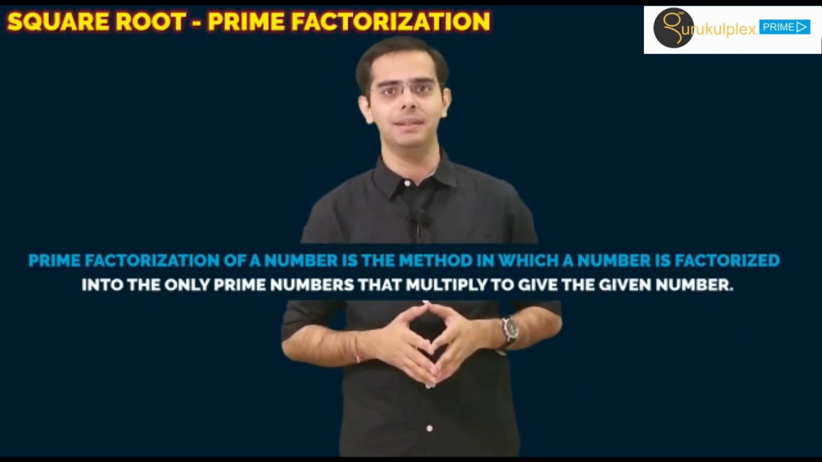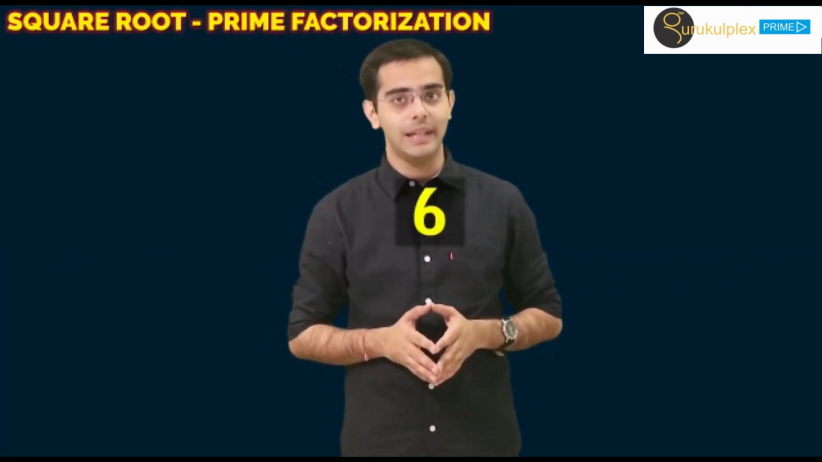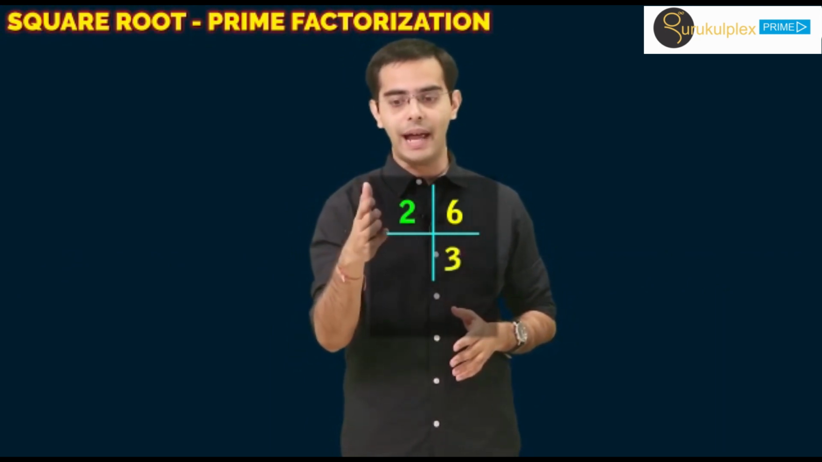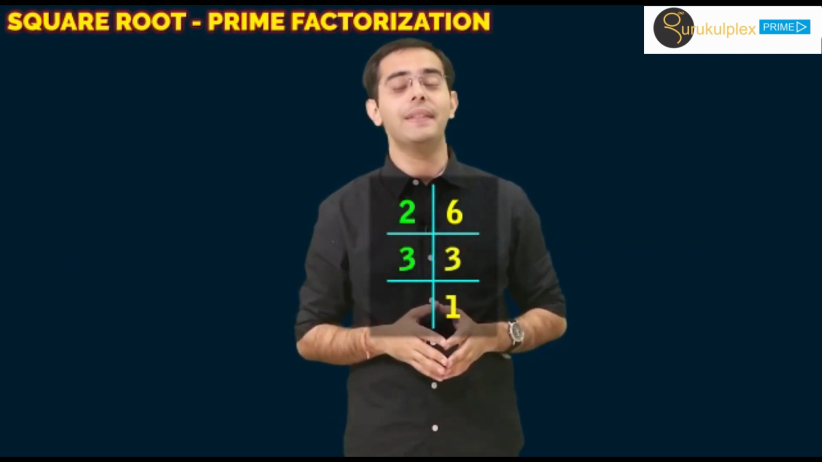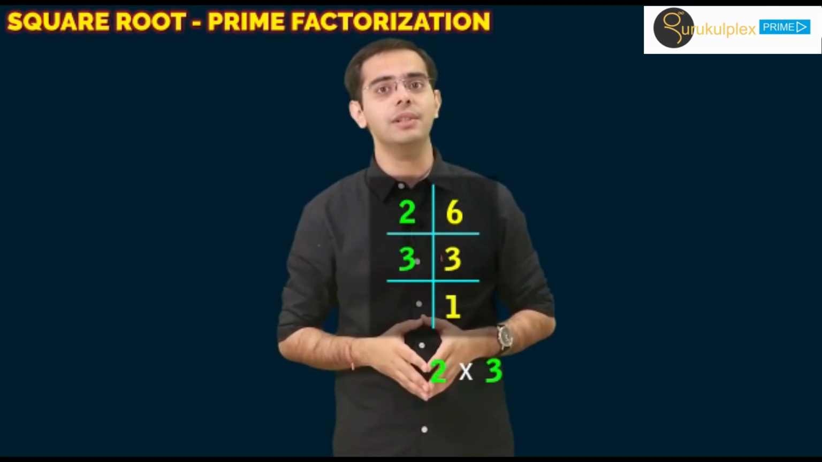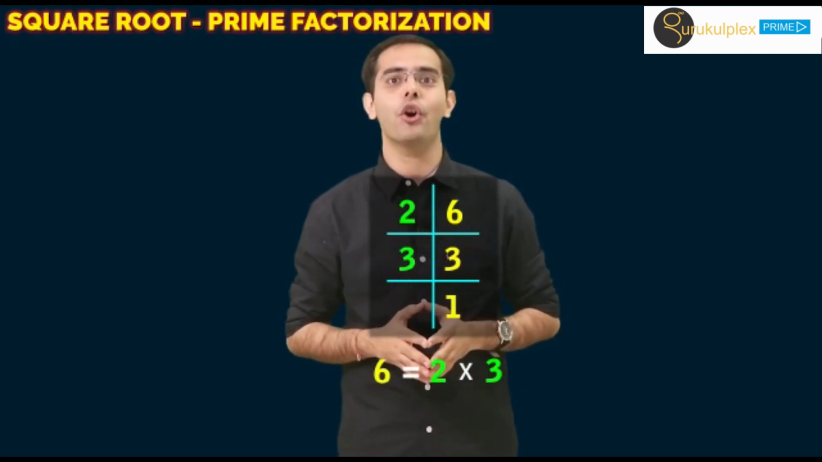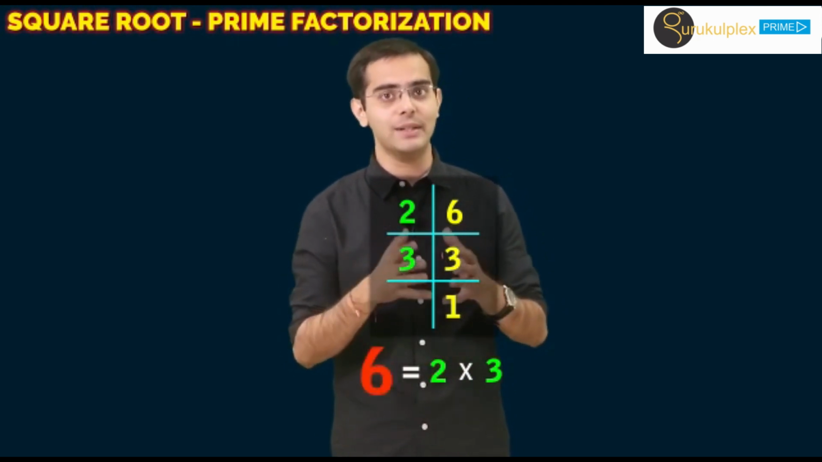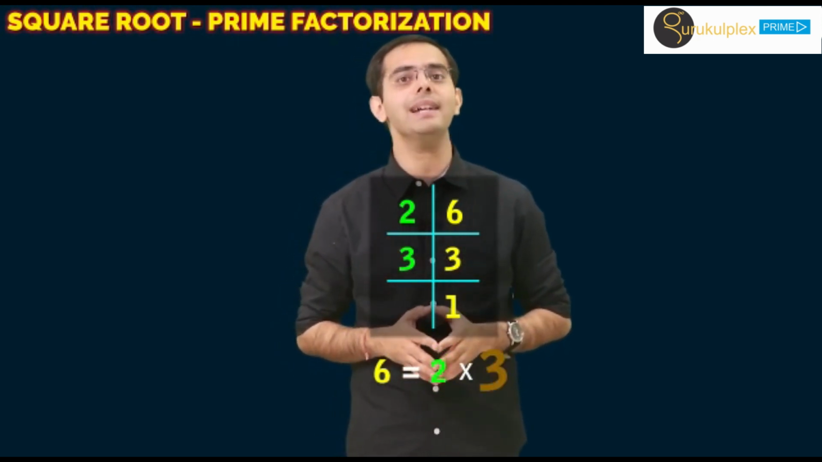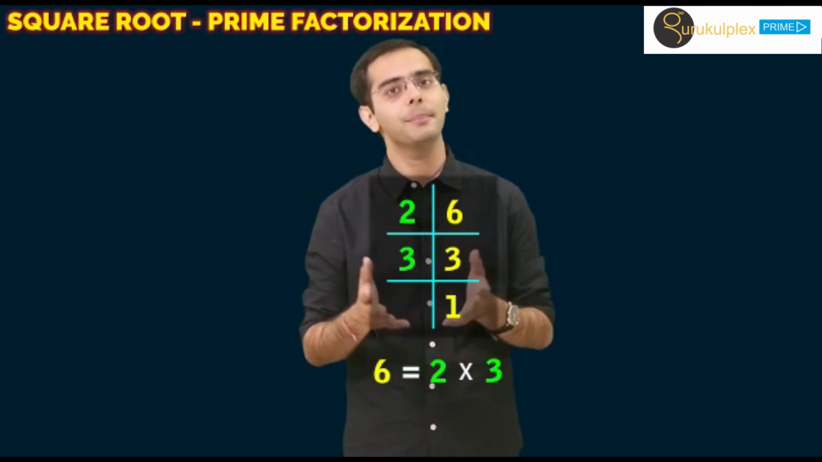Let's take an example. So for example, what are the prime factors of the number 6? They are 2 and 3. And that's because 2 multiplied by 3 gives us 6. So the prime factorization of 6 is 6 equals 2 multiplied by 3, where 2 and 3 are prime numbers.